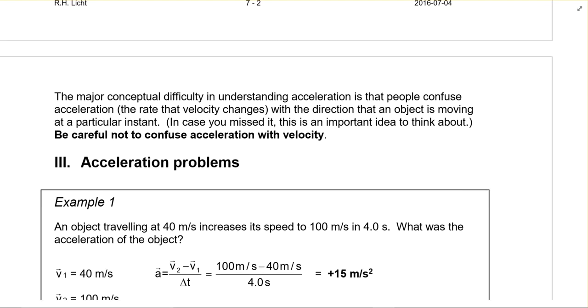All right, so the major conceptual difficulty in understanding acceleration is that people confuse acceleration, the rate that velocity changes, with the direction that an object is moving at a particular instant. And I'm gonna turn the camera around either way, so I'm gonna act this out so you can maybe understand this a bit better.